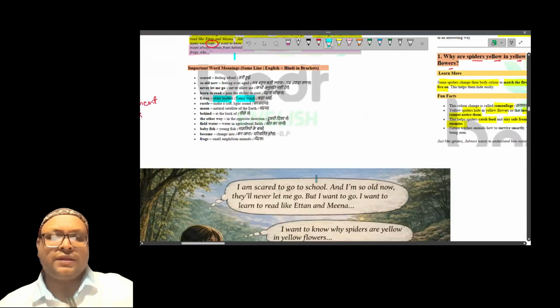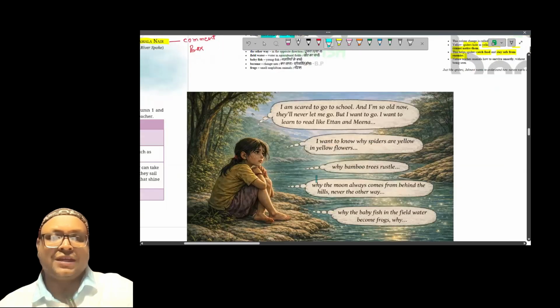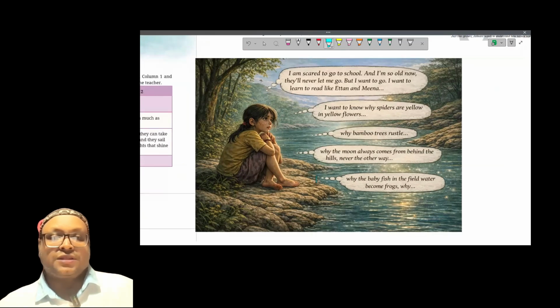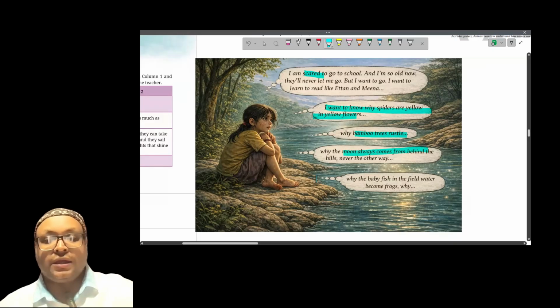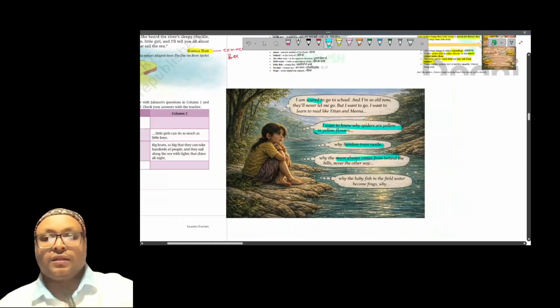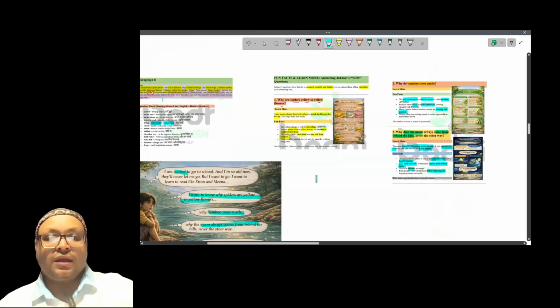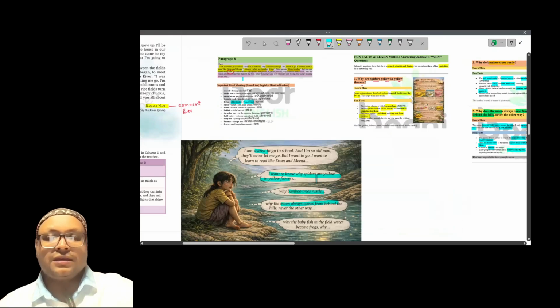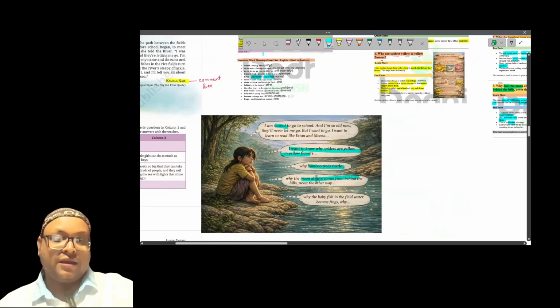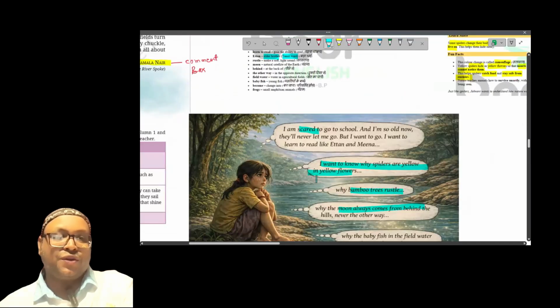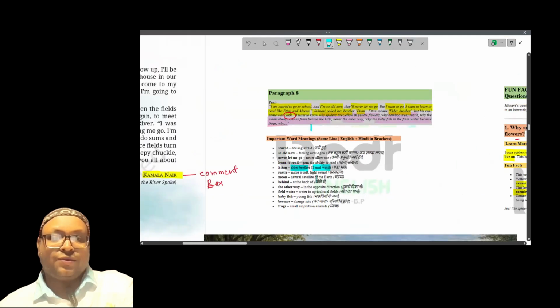So I even had a picture. Take a look at it. She said, I'm scared to go to school. She had these questions about spiders, bamboos rustling, moon behind. So there's a nice conversation going on between Jahnavi and her natural friend, what we call the river. Her third question, what was her third question?